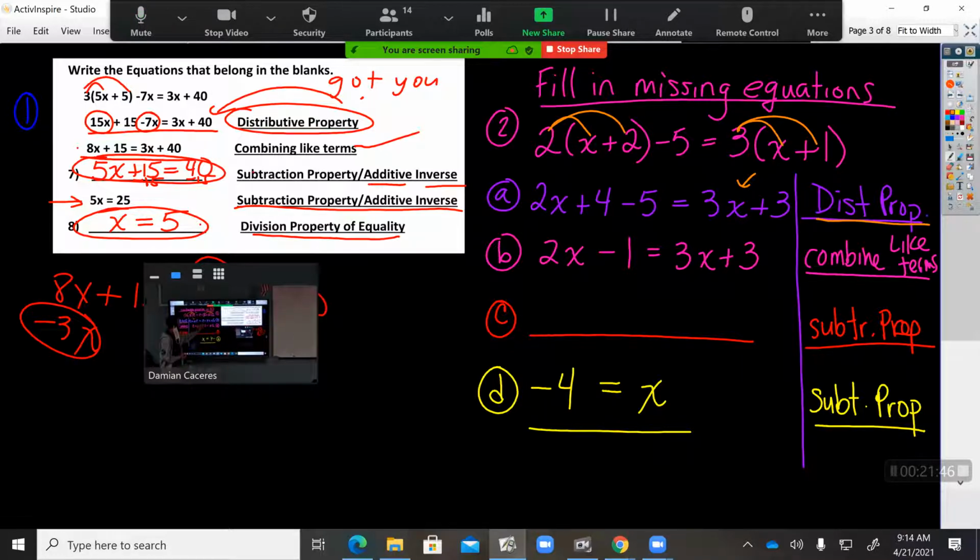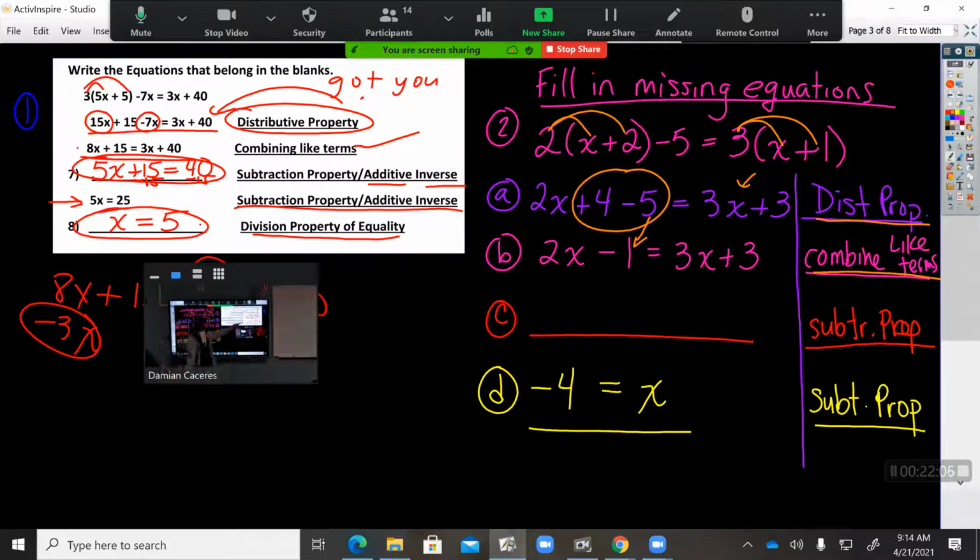Now, again, every time you distribute, you look to see if there are like terms to collect. So in this case, they did collect like terms. 4 minus 5 gave them negative 1. So what did they do? They combined like terms. That's why the step shows that.